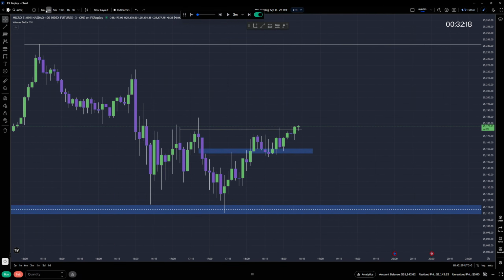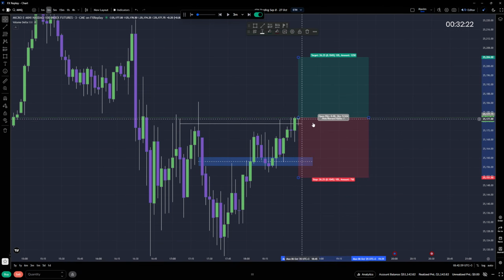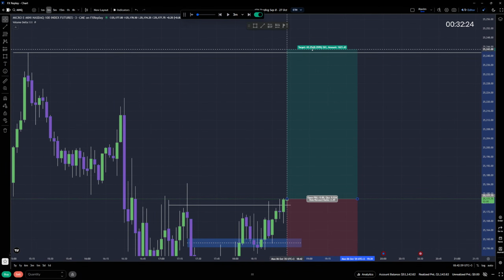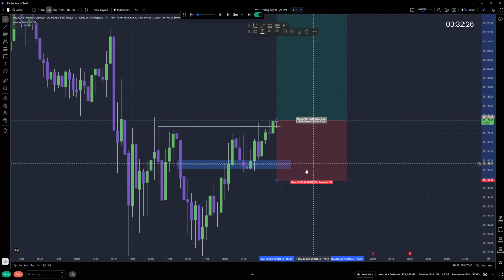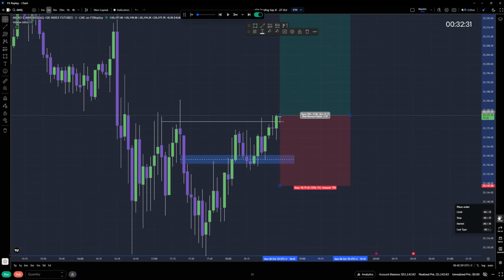Enter. Get the high to target. Can be more generous with my stop loss here. Put it at this candle.